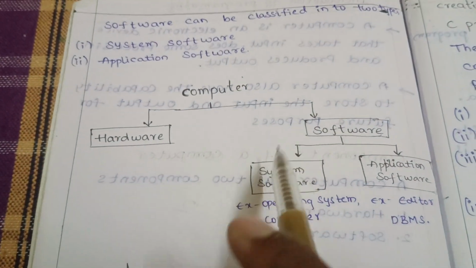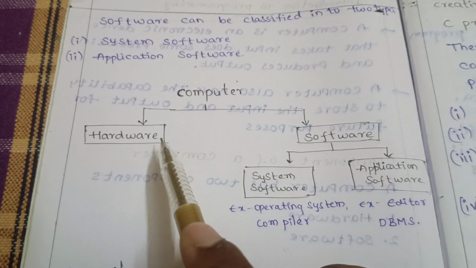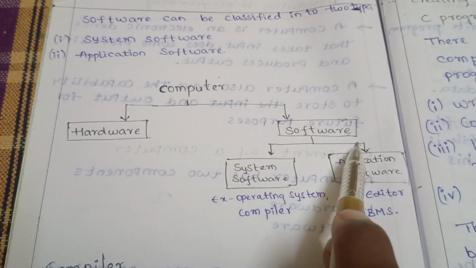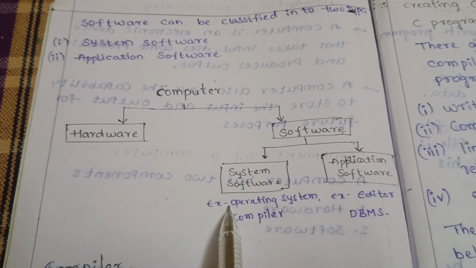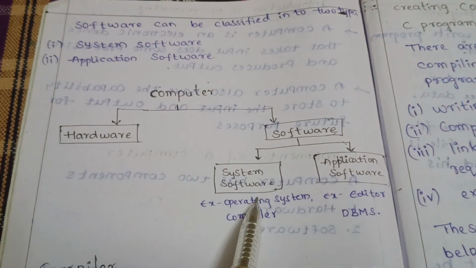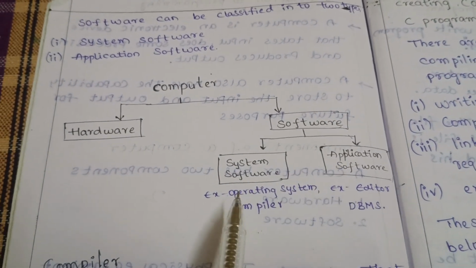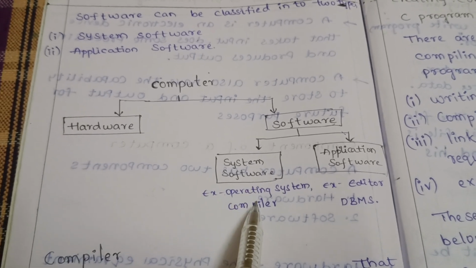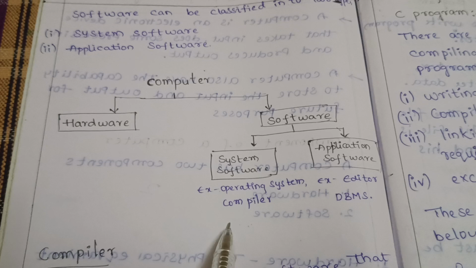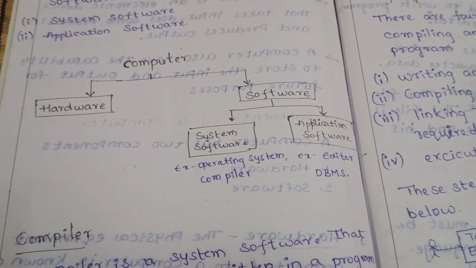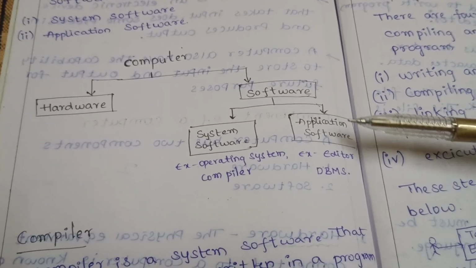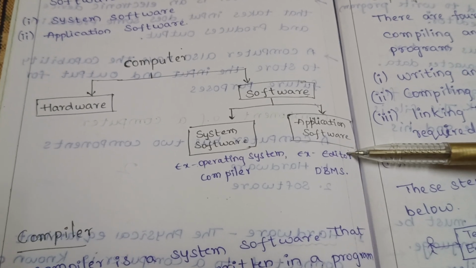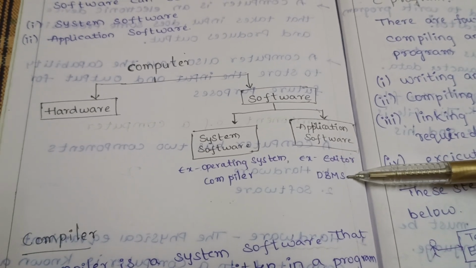Here, a computer contains hardware and software. Software has two types, which we learned: system software and application software. System software means the software used by the system, like the operating system and the compiler. Application software means, for example, an editor.